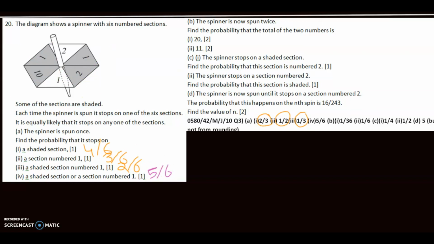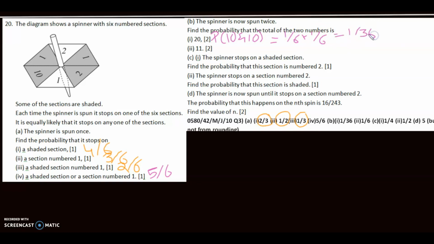Okay, part B. A spinner is now spun twice. Find the probability that the total of the 2 spins is 20. So the only way we could get a 20 is by getting 10 and then 10. So probability of 10 and again 10. So that means 1 upon 6 times 1 upon 6, which gives 1 upon 36.